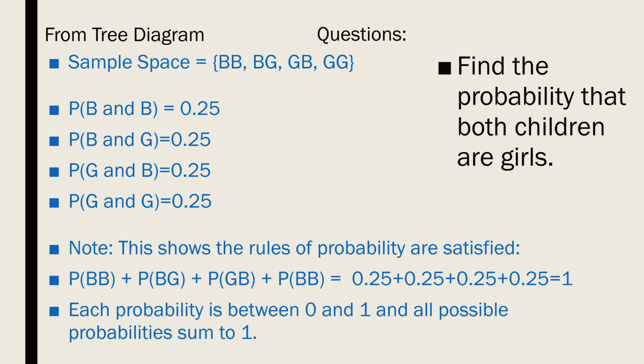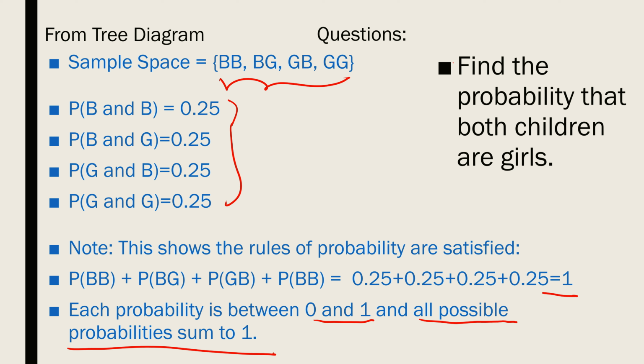From the tree diagram, we have the sample space here. There are only 4 possible outcomes in the sample space. Then we can calculate the probability of each outcome in the sample space. We can verify the axioms or rules of probability. First, we can add these 4 probabilities. The summation of them is 1. Second, each probability is between 0 and 1, and all probabilities sum to 1.